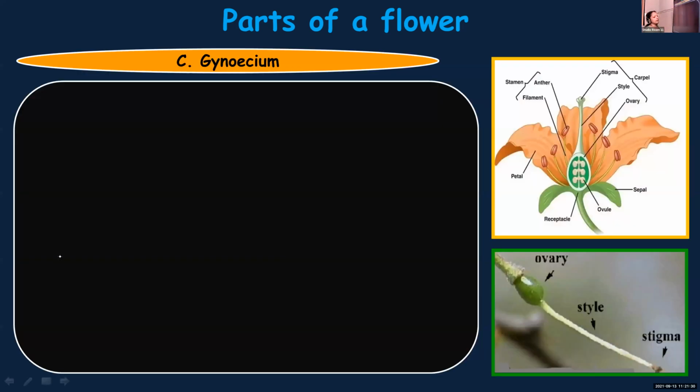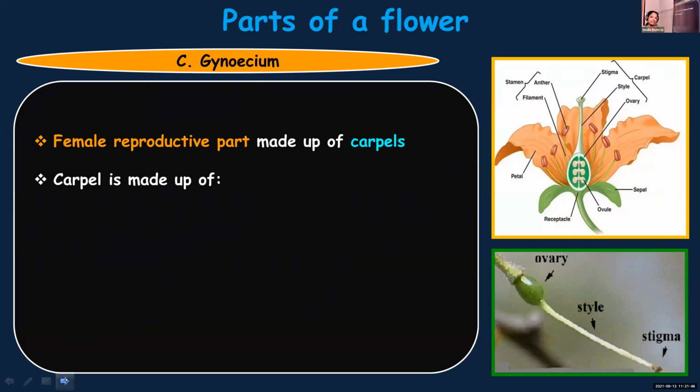Now moving on to gynoecium. So we have completed androecium. Next is gynoecium. Gynoecium is the female reproductive part of the flower, and it consists of carpels or pistil. The number of pistils can be different for different flowers. It can be one or it can be many. So the number of carpels present in a flower also differs from flower to flower.